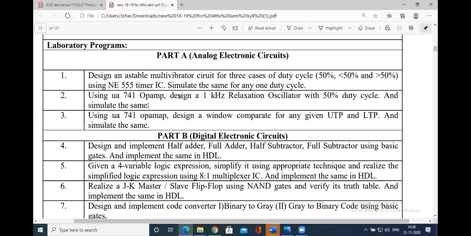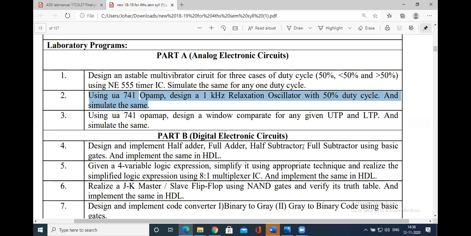Coming to the experiment, I told you I'll just concentrate. I'll not talk anything more about experiment number 1 or experiment 3. I'll just speak about experiment number 2. We have to use 741 op-amp, and we need to design a relaxation oscillator, right?